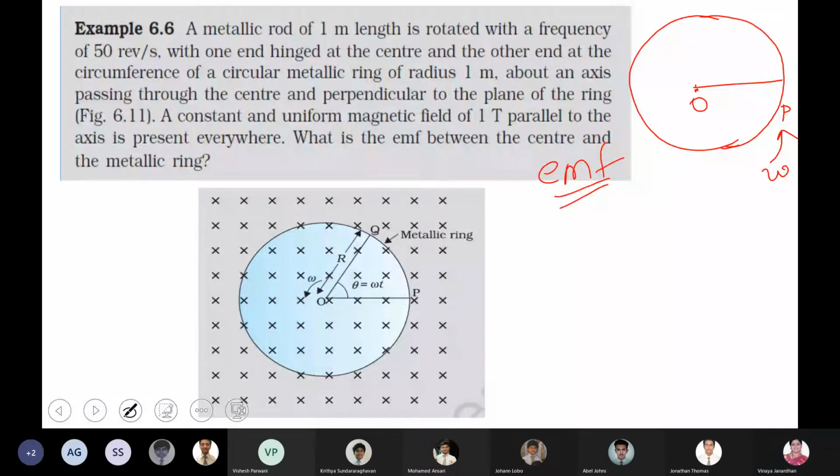As the metallic rod is rotating, it cuts the magnetic field lines, and hence an EMF is induced. What does the EMF do? Electromotive force motivates the free electrons to move from the end O to the end P of the metallic rod. As the electrons move, they constitute an electric current. Electrons can move only when the ends of the metallic rod are at different electric potential. So that is what we call EMF. Now they're asking you to derive an expression for it.